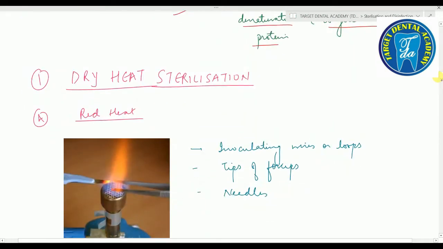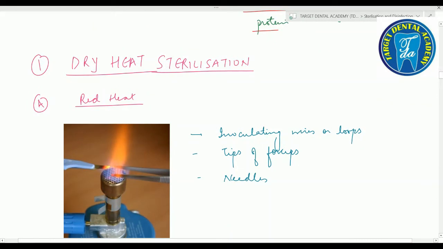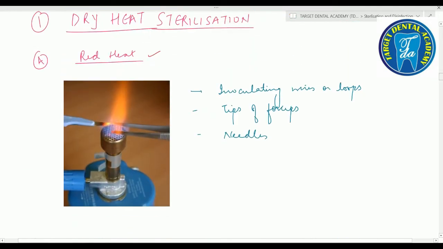Now after this, let's discuss dry heat sterilization. First one is the red heat. In this, the inoculating wires or loops, tips of the forceps and needles are held in the flame. See, this is the red flame. All these things are held in the flame of a Bunsen burner till they become red hot. Can you see this? These are becoming red hot. So this is the first method of dry heat sterilization, that is the red heat.